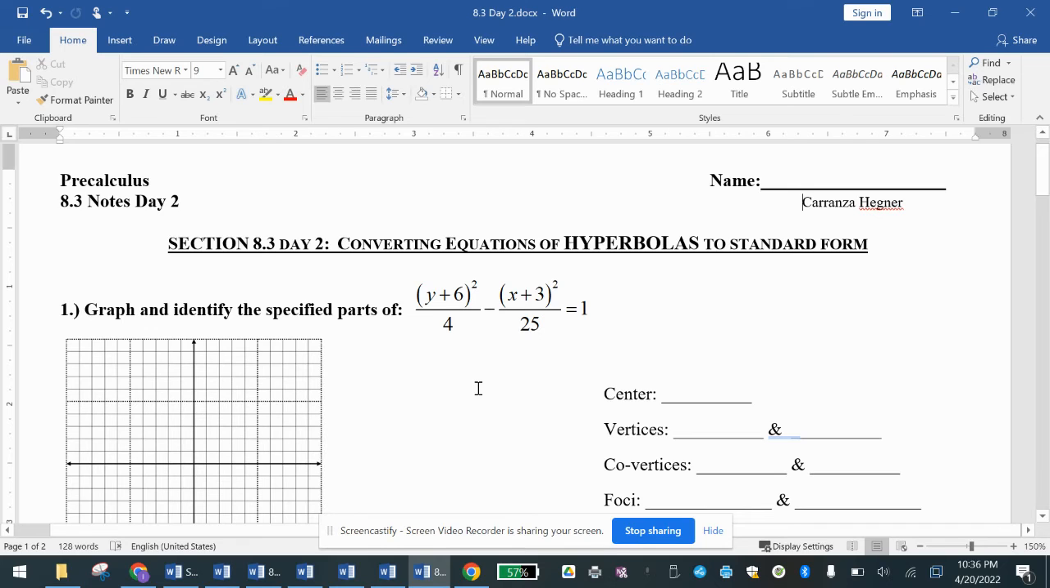Hey pre-calc students, welcome to today's lesson on converting equations of hyperbolas to standard form.